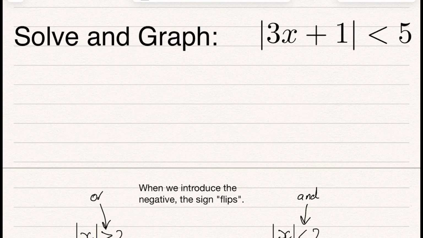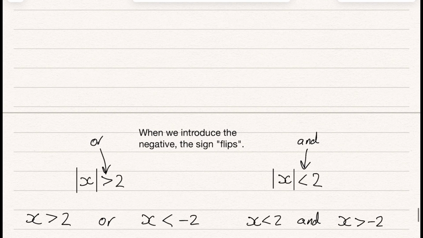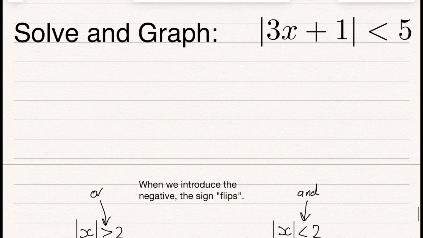So now we're going to apply this to our inequality problem. So we had 3x plus 1 is less than 5. Because that's a less than, we're looking at this case here. So we're going to use the word AND, which means that when we have a graph, they'll be coming towards each other, or there will be no graph at all. So we're going to split this to 3x plus 1 is less than 5, and 3x plus 1 is greater than negative 5.